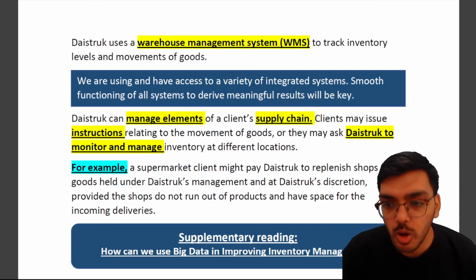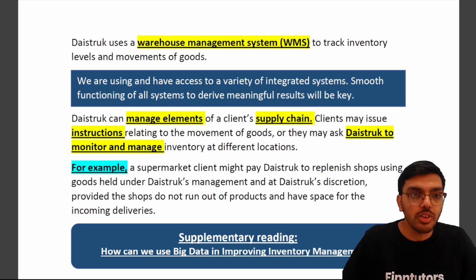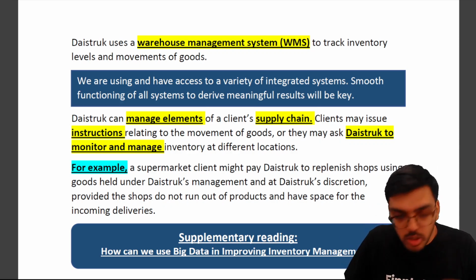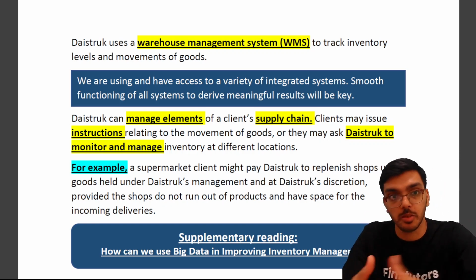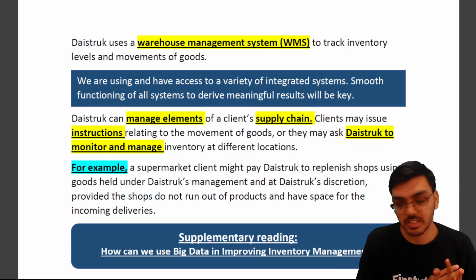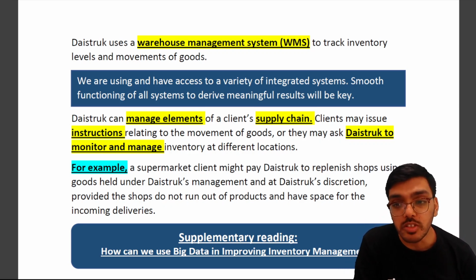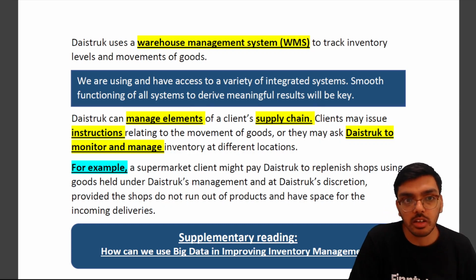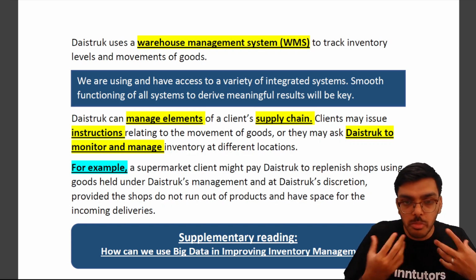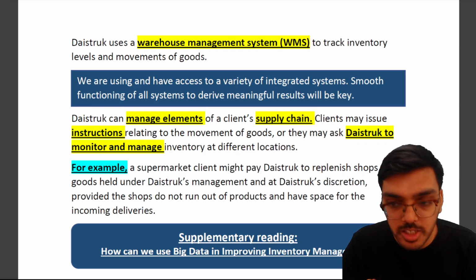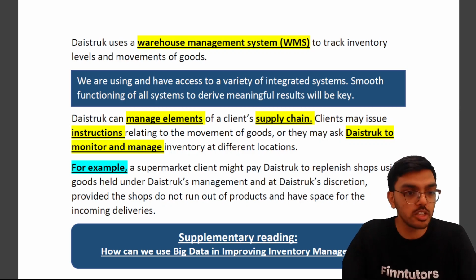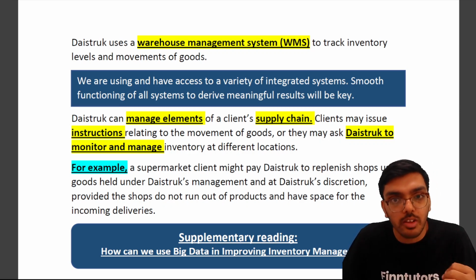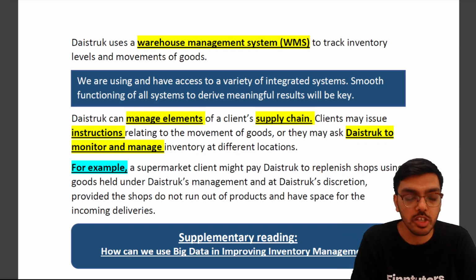Daistruk uses a warehouse management system to track inventory levels and the movement of goods. So we ourselves use a warehouse management system which can be an intangible asset which we have generated. So is this a software which we have internally generated? Then it becomes an intangible asset for my business, right? Because my IT team has spent time developing this software which is going to be invaluable for the business to manage the customer's inventory levels. So warehouse management system is used by us.